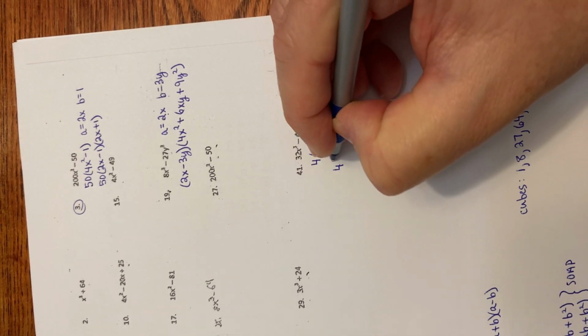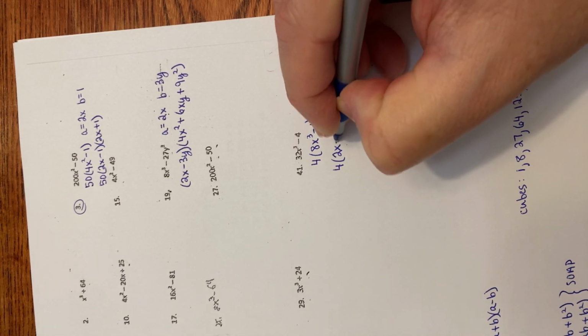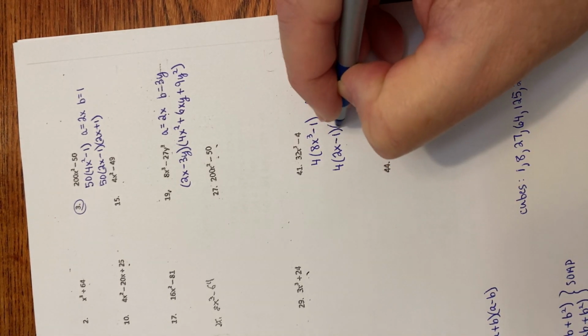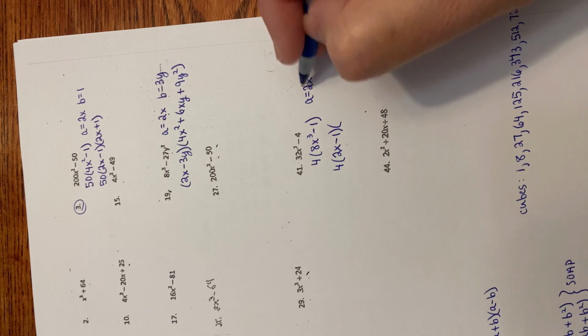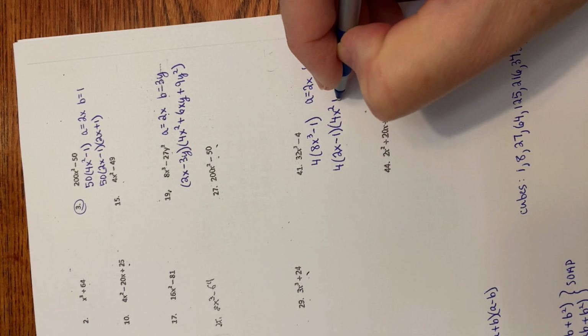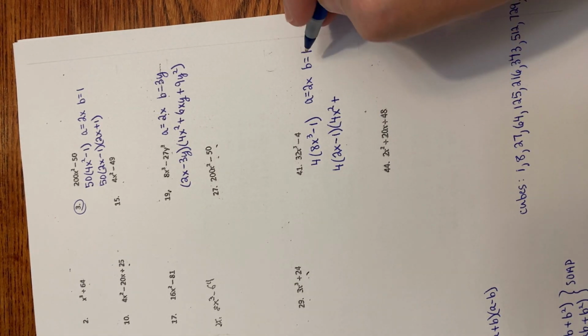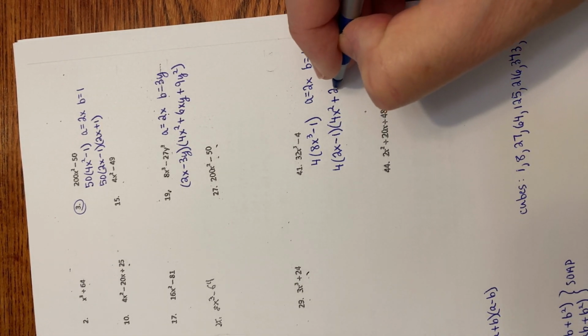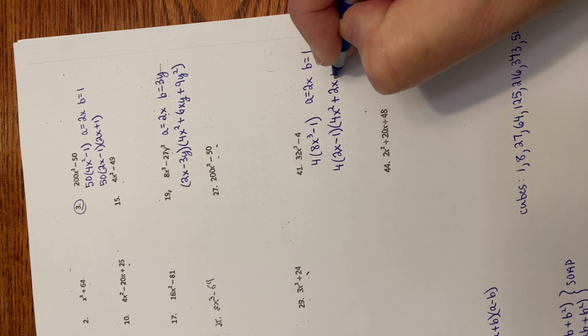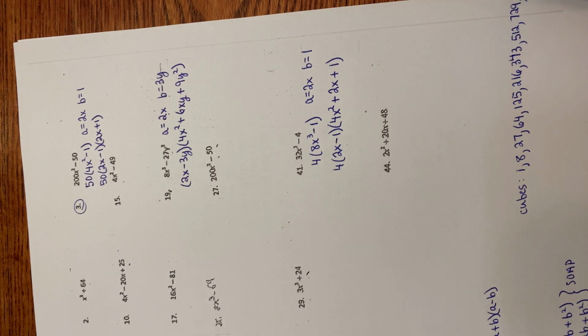So, according to my rule, the first parenthesis is A minus B. The second parenthesis is A squared. Square that, you get 4x squared. Opposite sign. That was a minus, so this one's a plus. A times B, 2x times 1 would be 2x. Always positive. B squared would be 1. So that is factored completely.